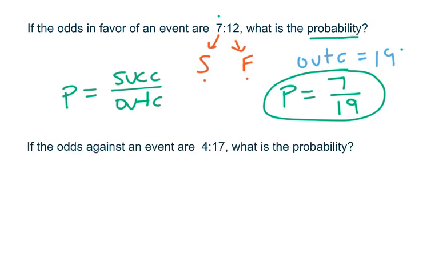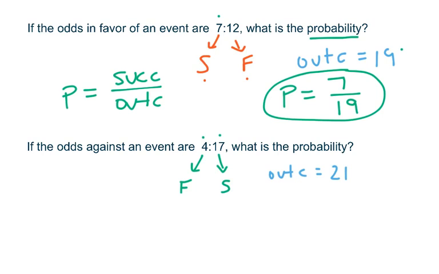Let's do one more. If the odds against an event are 4 to 17, what is the probability of that event? Remember, odds against is failures to successes. If I have 4 failures and 17 successes, then the number of outcomes in this particular event must be the sum of those, 4 plus 17, which is 21.